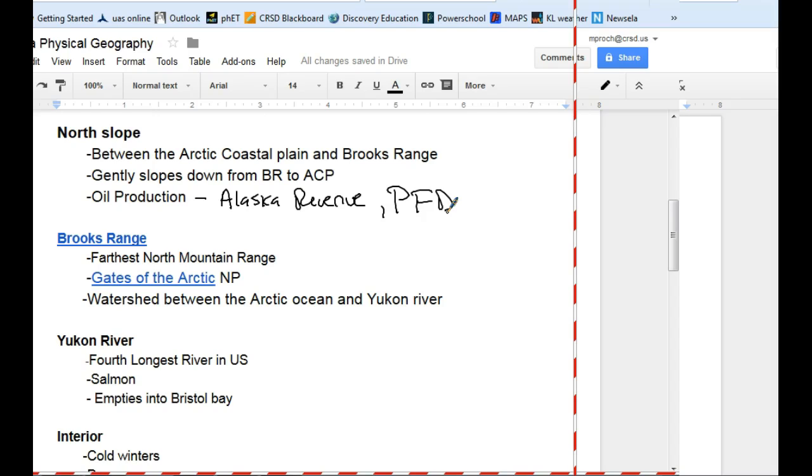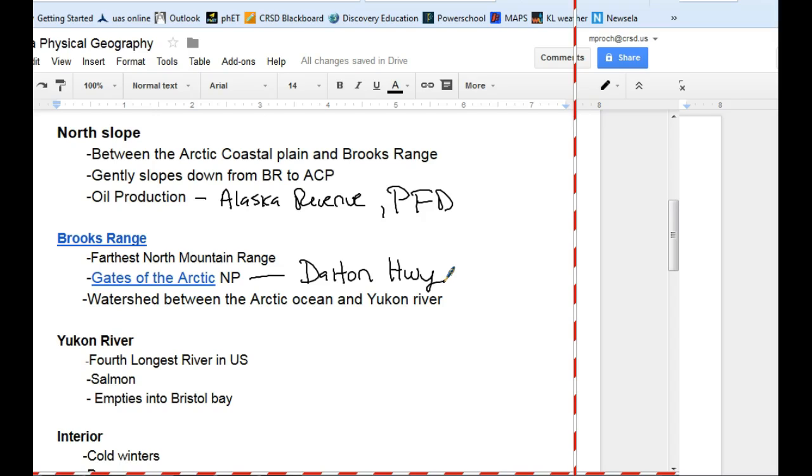The next area is the Brooks Range, and this is, again, the farthest northern mountain range in the Arctic. It also contains a national park called Gates of the Arctic, and you can drive to this. You can fly to it if you want as well, but you can use the Dalton Highway to drive up there. Beautiful place, goes through these mountain ranges, lots of wildlife. Just a beautiful place. Everybody that lives in Alaska should take time to go see it.